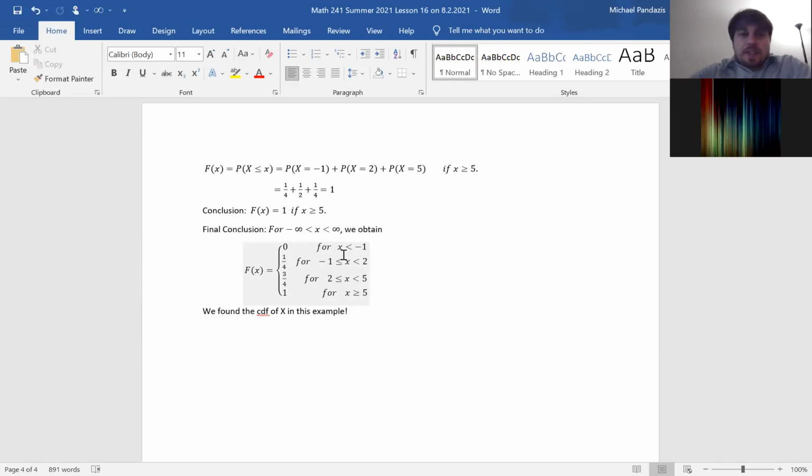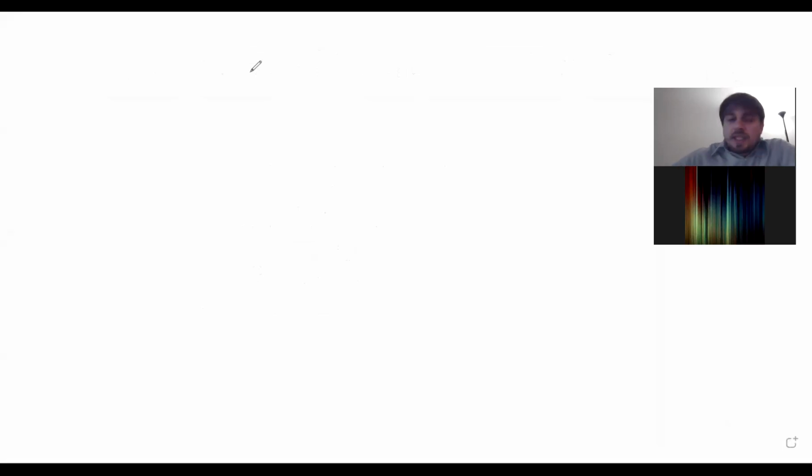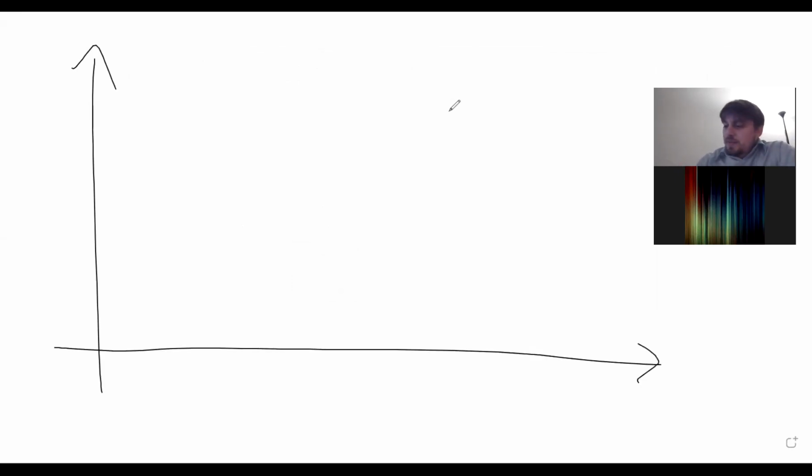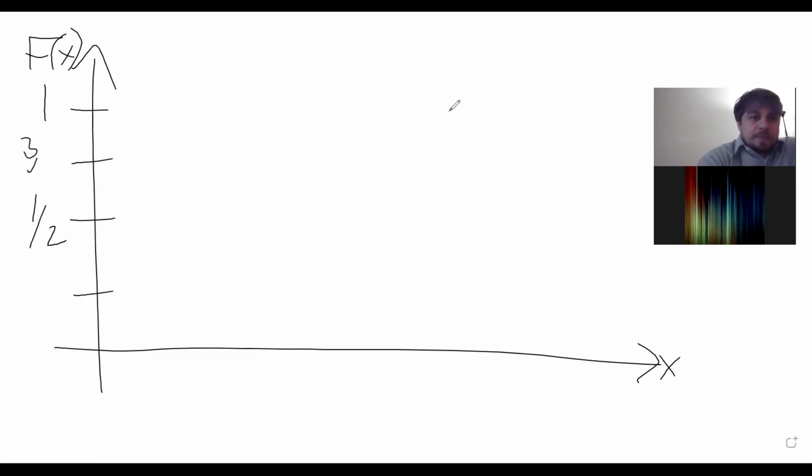Okay, so we have that. Now I'm going to graph capital F. Okay, so here we are. Those are the two axes. You have values of little x here, and we're going to have values of capital F of x here. So the values we want to look at are 1/4, 1/2, 3/4, and 1. And those are values of the probability function that we care about.